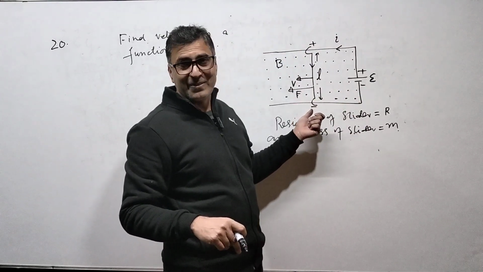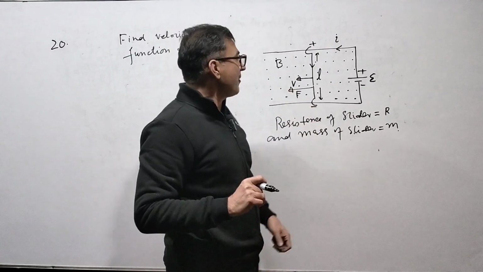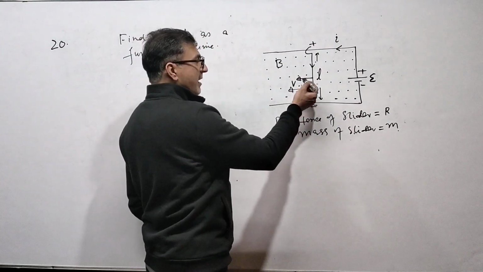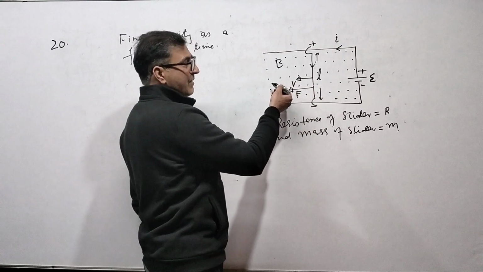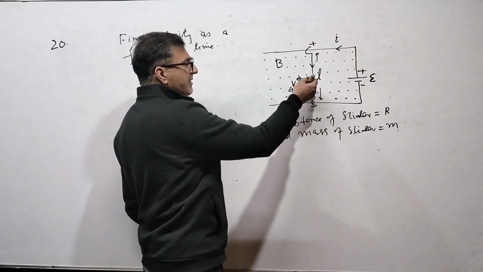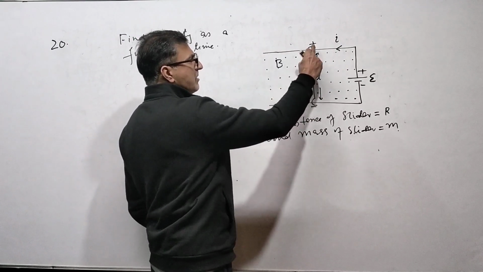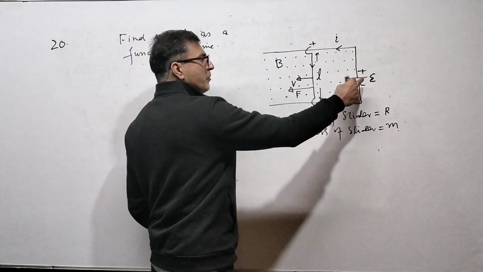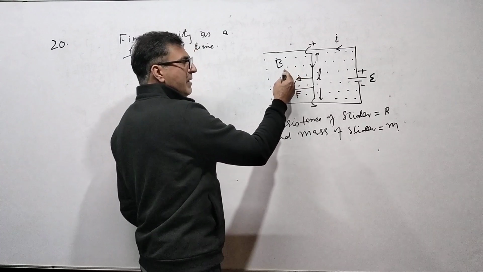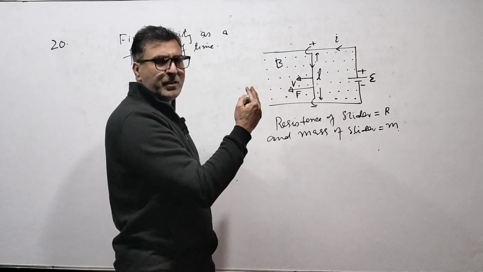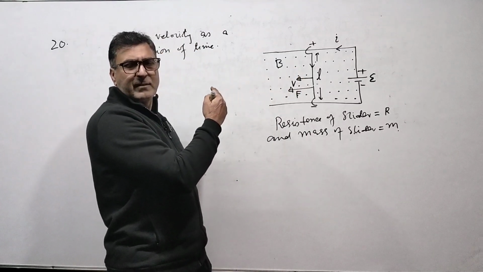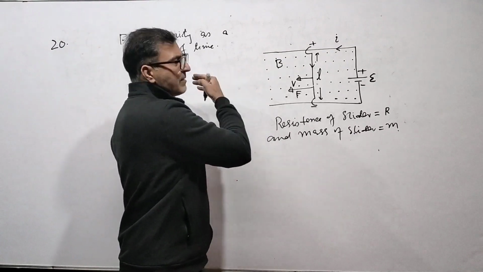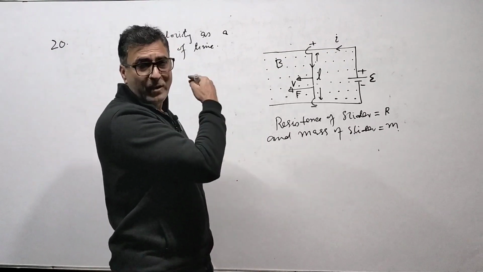Therefore, the current will reduce. So, what is our question? Initially there is a force and the slider will accelerate. But as the velocity increases, this induced EMF will increase, and this induced EMF opposes the battery, so the current will decrease. And finally, at some stage, the velocity will remain constant.